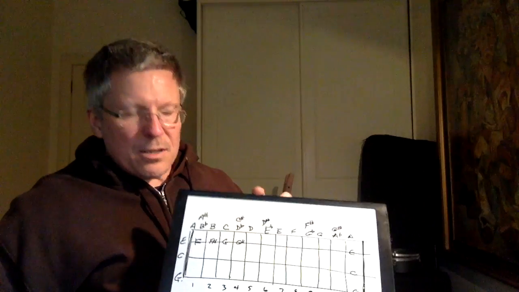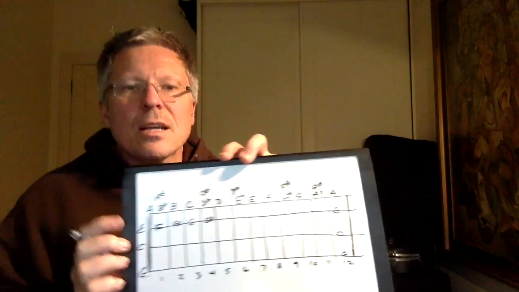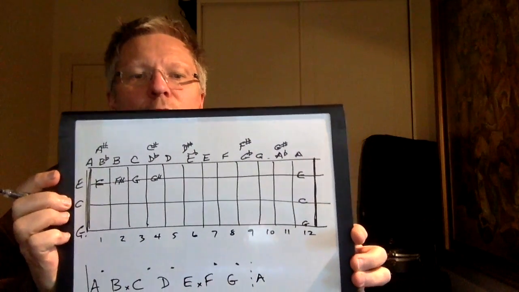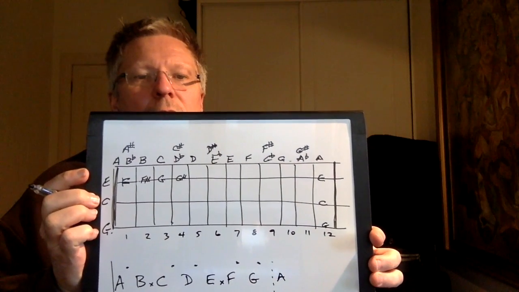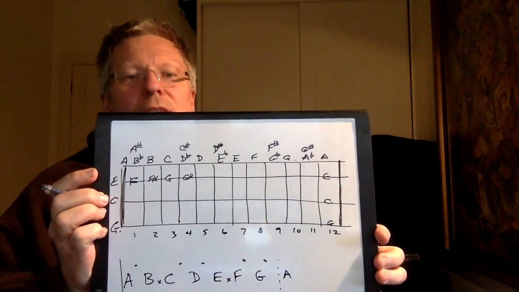So these increments, these one fret movements, are known as semitones or half tones in Western music. We'll talk about scales in the next video.